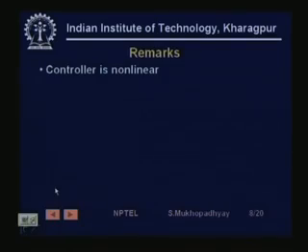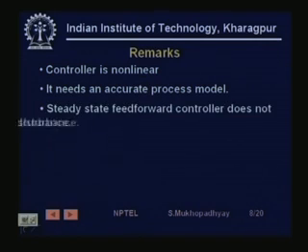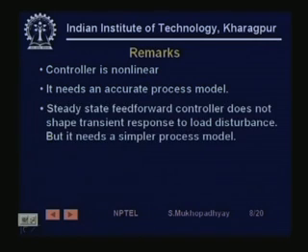First is that the controller is non-linear, because you have F, T, all these things that can get multiplied together. So there is no guarantee that it is going to be linear, but that does not make any difference to us. We can always make non-linear calculations in a process. It needs an accurate process model, as I have said. If you make errors in any of the coefficients, you are going to get an error in control.